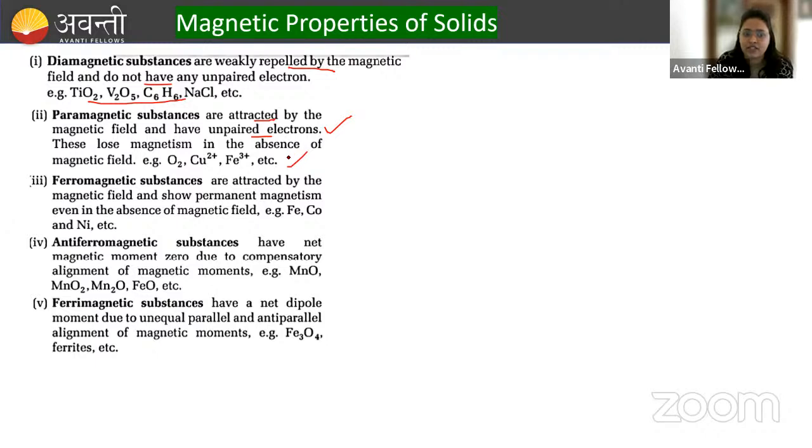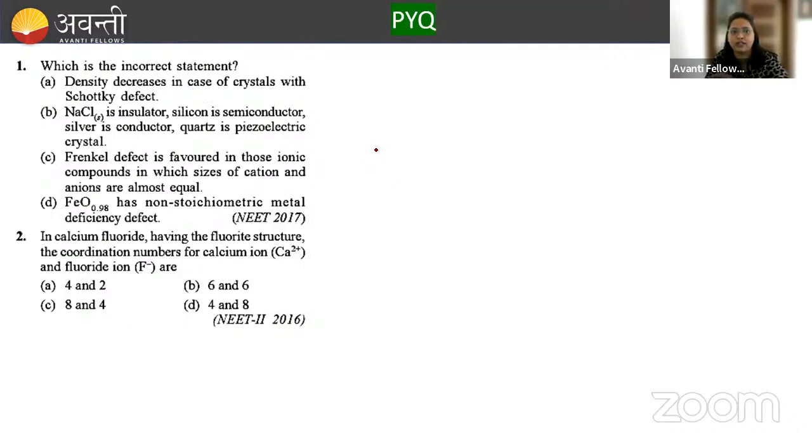Ferromagnetic substances are attracted by the magnetic field and show permanent magnetism, present even in the absence of a magnetic field. Antiferromagnetic means they have magnetic moment 0 due to the compensatory alignment of magnetic moments. Ferrimagnetic means they have a net dipole moment due to unequal parallel and anti-parallel alignment of magnetic moments. These are the examples, ferrites. Please remember all this. Let's move on to the next.